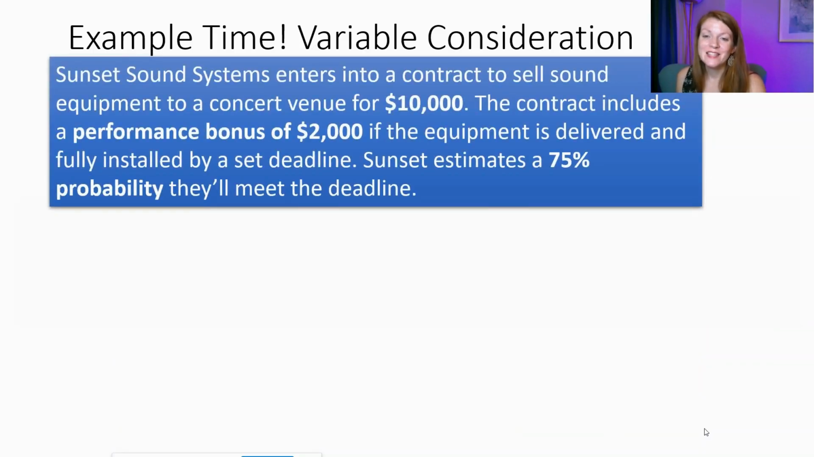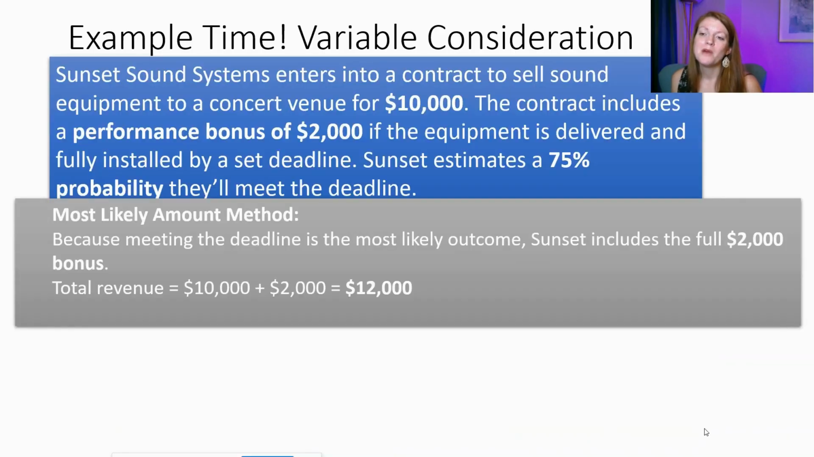So we've got the same situation, but if we use the most likely amount method, because meeting the deadline is the most likely outcome, with a 75% chance they're going to meet the deadline, Sunset includes the full $2,000 bonus. I personally like this one better, especially in this situation, because again, you're either going to get none of the bonus or all of the bonus. So let's recognize all of it or none of it. Here they're saying 75% chance. We're being conservative, but we're very likely to meet that.